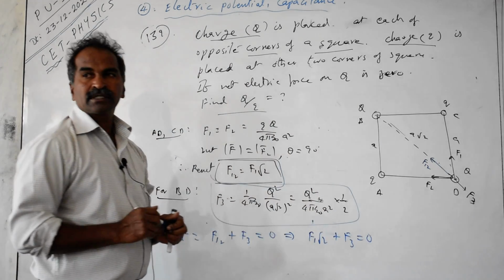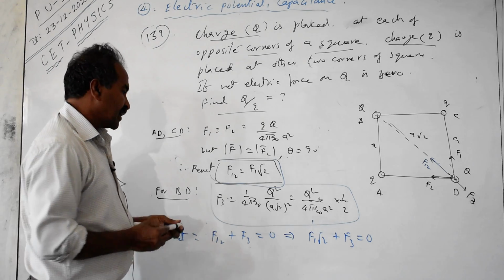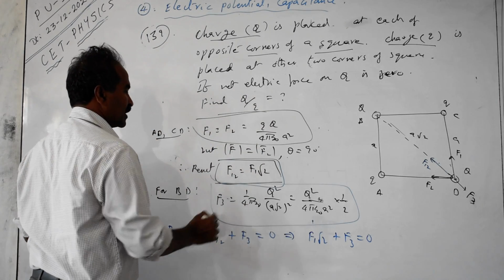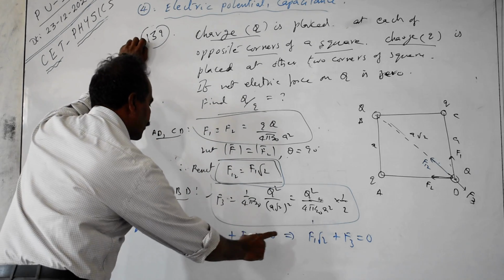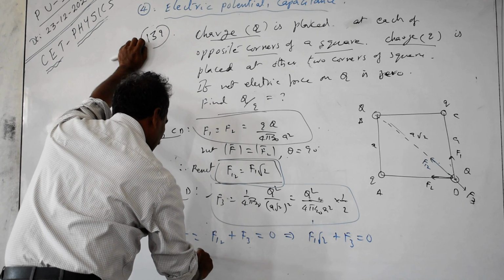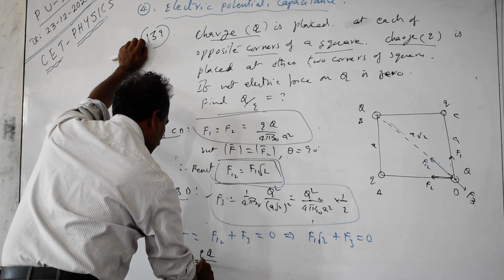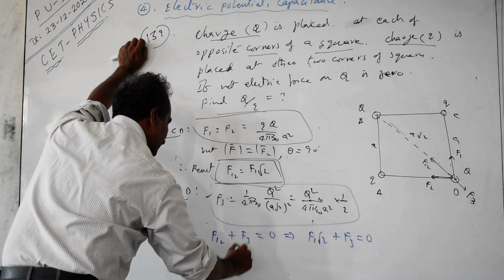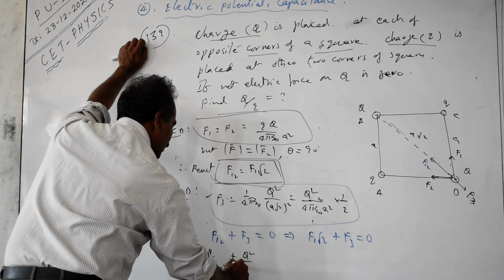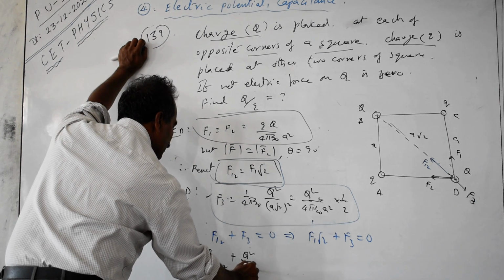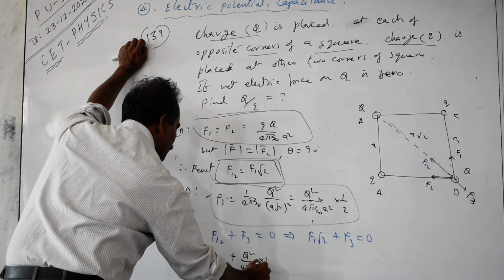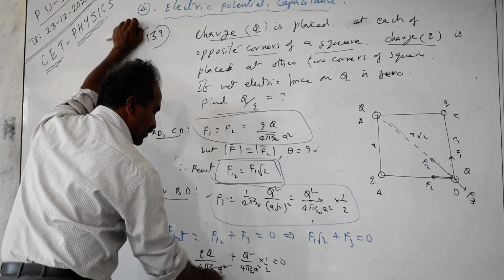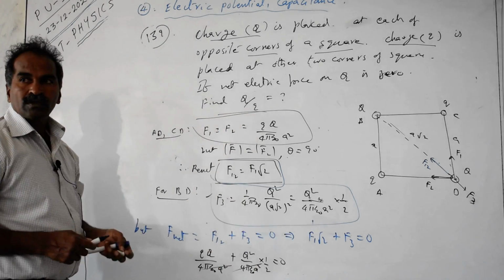Taking one to the other side becomes a negative, that we can take later. Next, what is F1? We have taken this already. This is F1 as well as F2. This is F3. So F1 root 2 means Q into Q by 4 pi epsilon naught into A square, plus F3, this term, Q square by 4 pi epsilon naught into A square into 1 by 2, equals 0. 1 by 4 pi epsilon naught take out common, and A square also take out common. Take it to the right side, it becomes equal to 0.